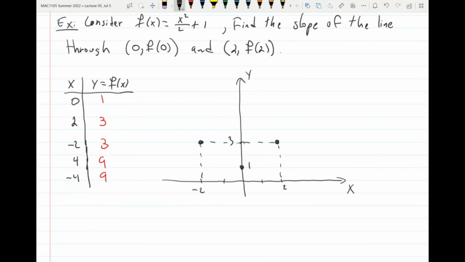And then when we plug in 4, we get 9. So let's say this is 3, this is 4, 5, 6, 7, 8, 9. Nice, so we have room for it. So that's (4, 9). And then similarly on this side, (-4, 9).